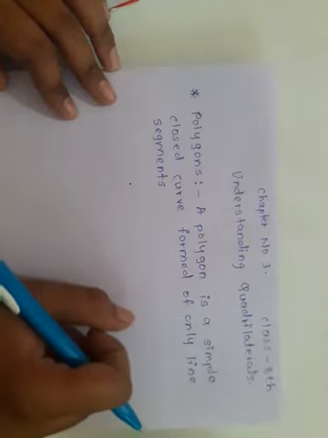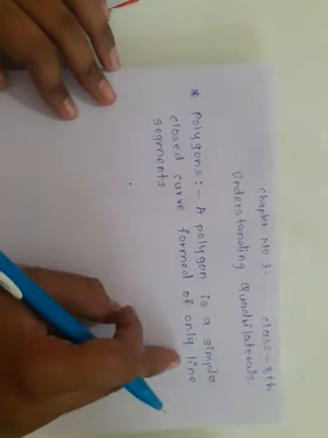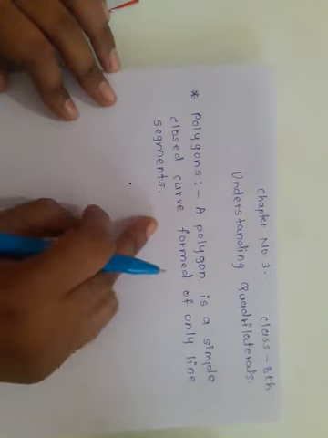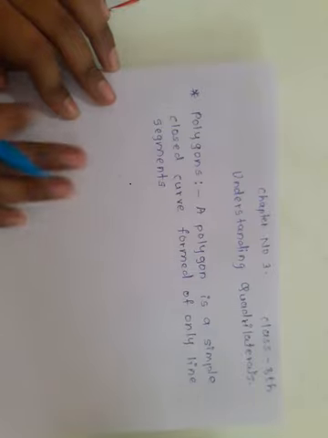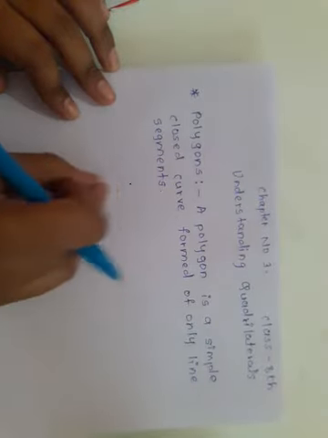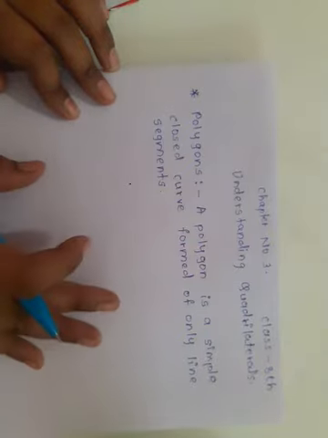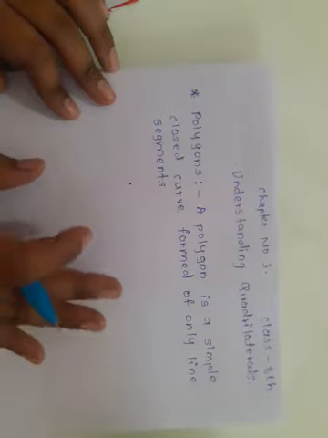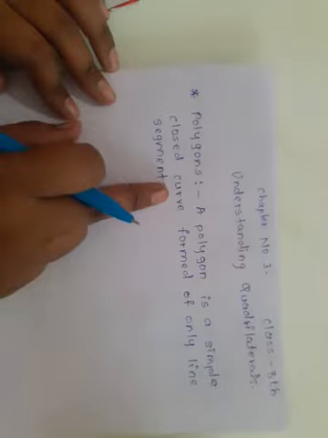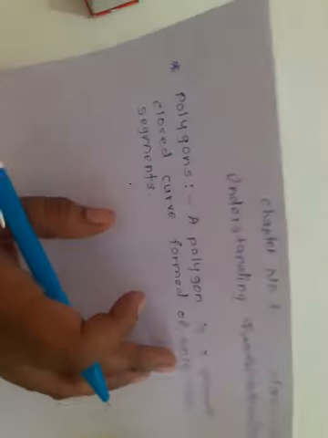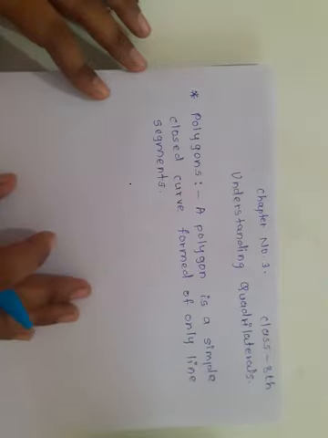So what is a simple closed curve actually? A simple closed curve means a closed plane curve. This is the plane surface, and we can draw a closed curve on a plane surface. A closed plane curve that does not intersect itself is called a simple closed curve.